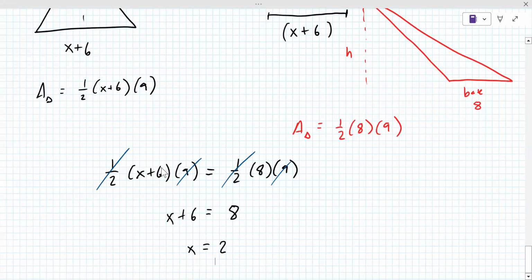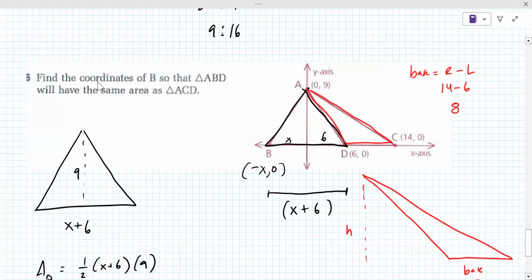Okay. So x is 2, but we got to be careful here. Is that what they wanted? Did they want you to find the value of x? When you go back to the prompt here, does it say, what is the value of x? No, it says the coordinates. So you have to be very careful that you actually give the coordinate. So you find the coordinate of B so that it would have the same area, so x would have to be -2. Well, x is 2, but the coordinate is -2. Yeah. And, minor little thing, but you don't want to get dinged on something like that when you're submitting your test. Okay. All right.